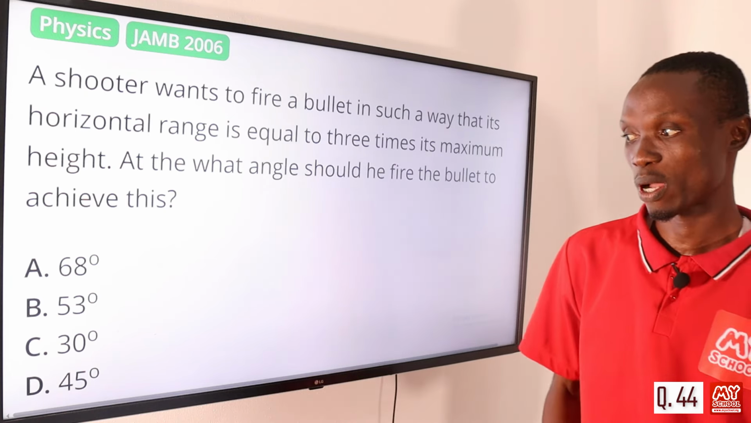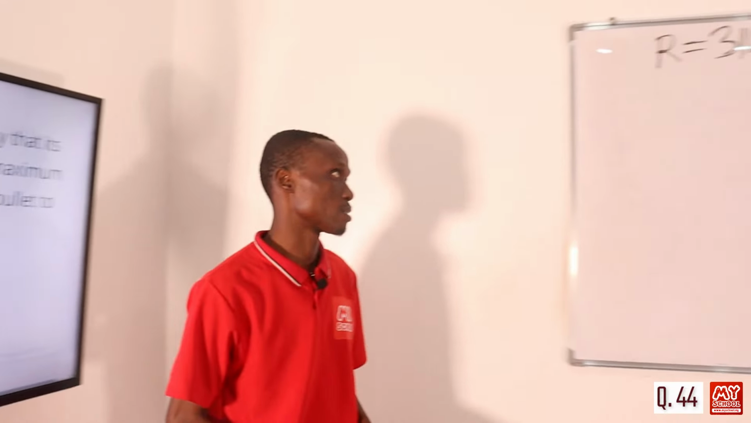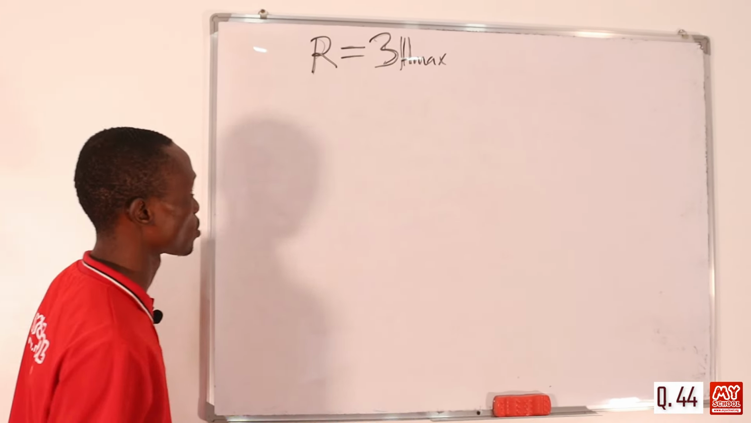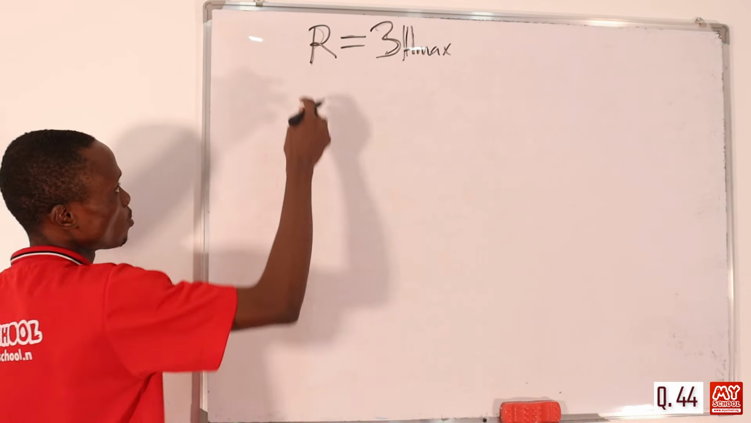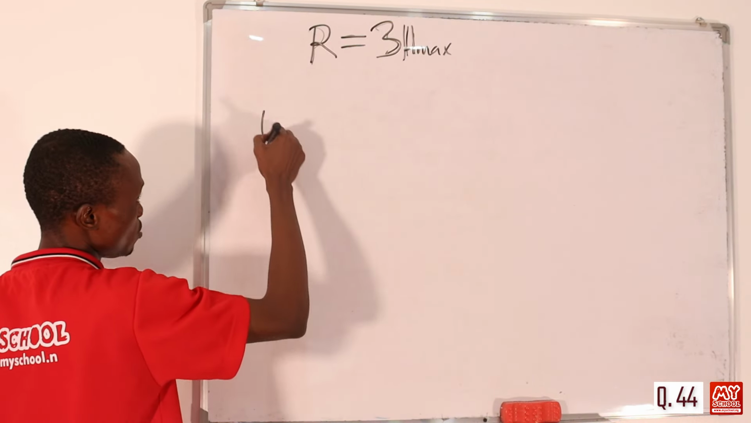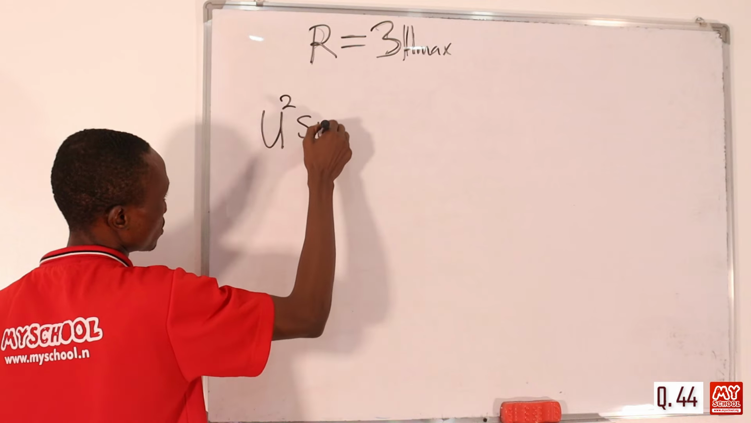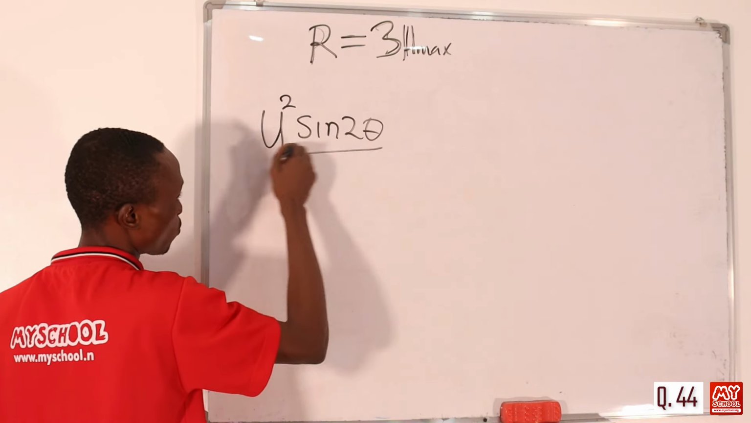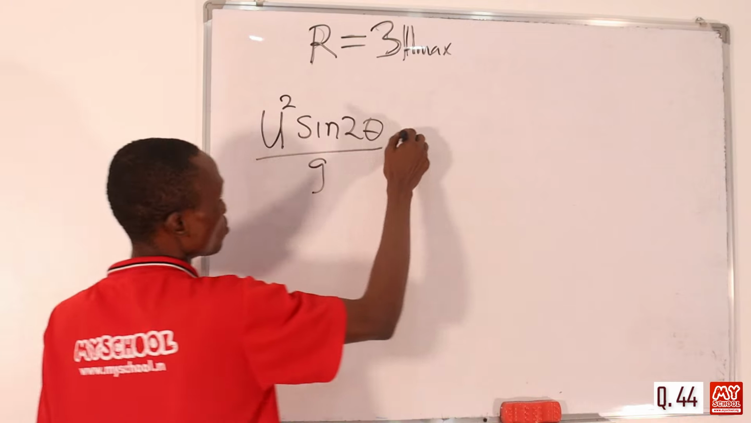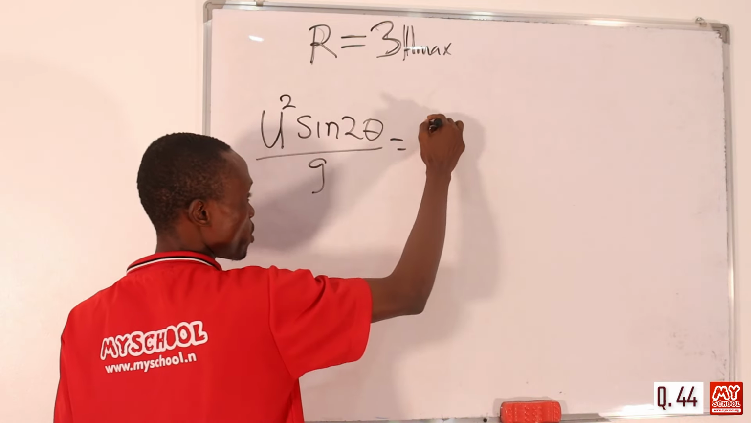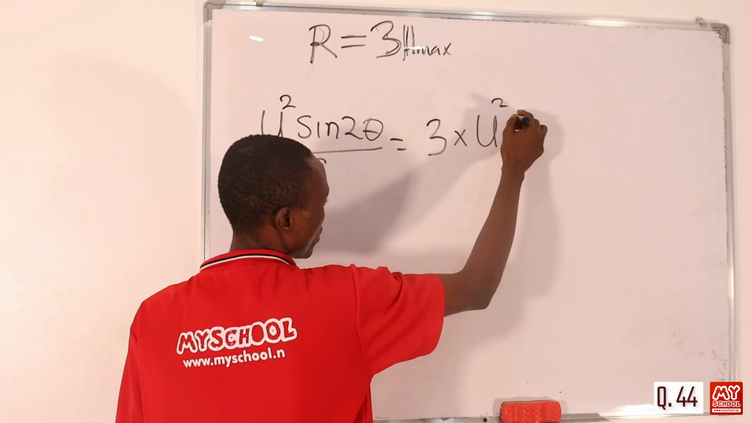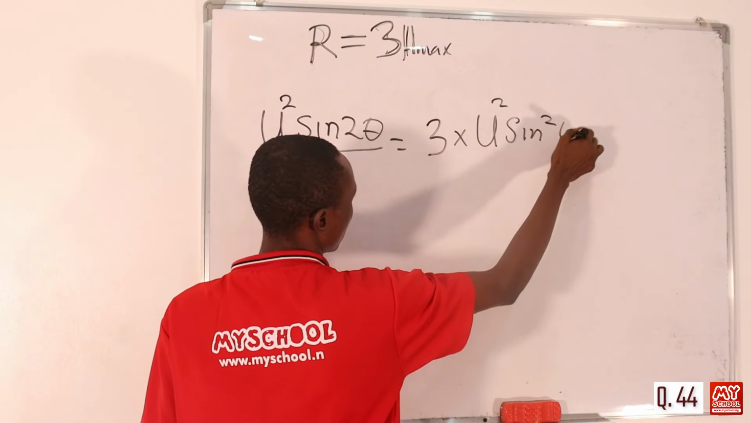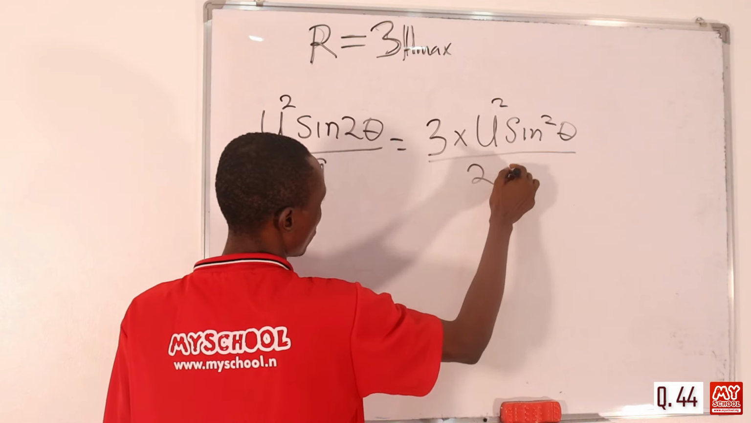So let's move over to the board to provide an answer to this question. Here we are told that the range is equal to 3 times the maximum height. But remember, range is calculated using u squared sine 2 theta all over g, and this will be equal to 3 times the maximum height, which is u squared sine squared theta all over 2g.